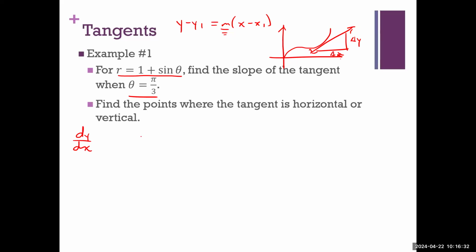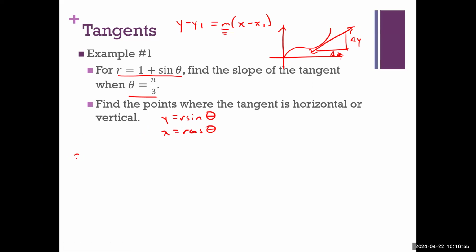So we know that y is equal to r sine theta, and we know that x is equal to r cosine theta, right? So here's what I would like to do. The way we're going to get to this dy dx is we have to go through basically our representation of polar coordinates.